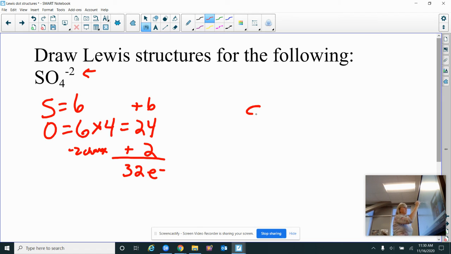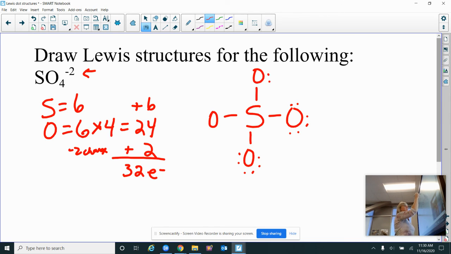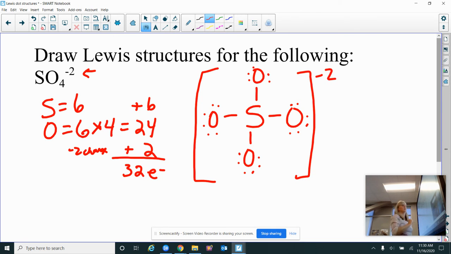Okay, so sulfur's bigger. We put it in the center, and then we can put an oxygen on each side. And then every oxygen needs 8 if it's single bonds. And sulfur now has 8 with the 4 bonds. Each oxygen has 8. And we've used 32 electrons because 4 times 8 is 32. So that's a good structure. We can put it in brackets because it's an ion with a -2 charge. Okay, so that's a perfectly good structure.